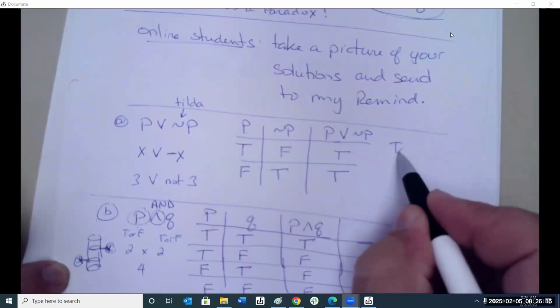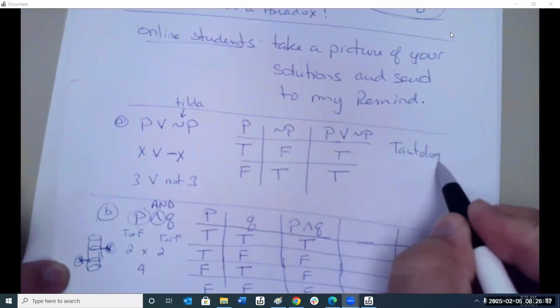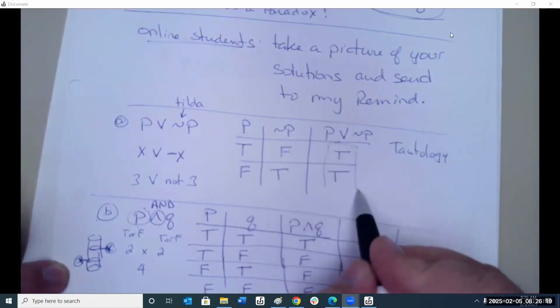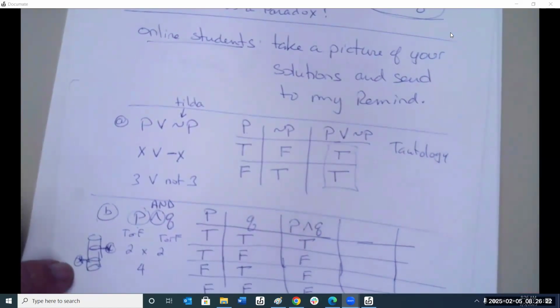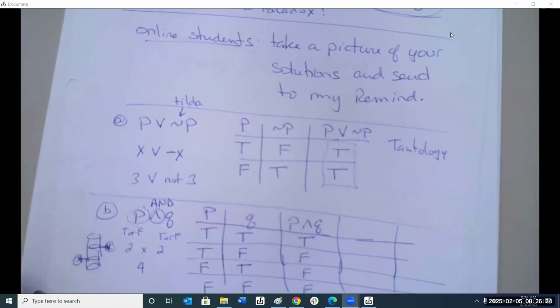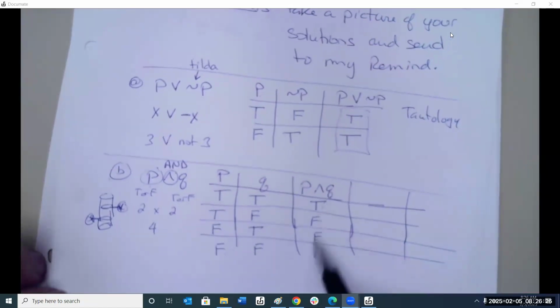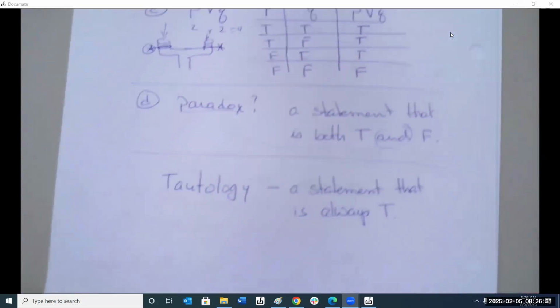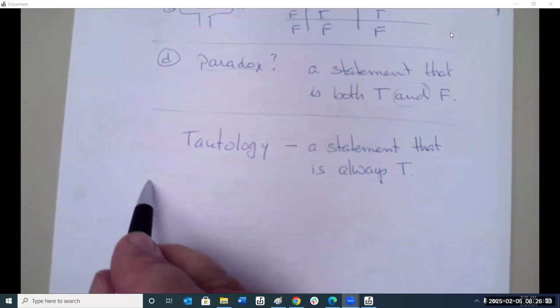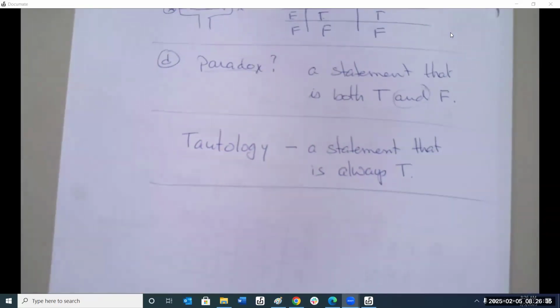This is a tautology because the outcomes are always true. These are either true or false. But a tautology is always, in other words, if you do your truth table and the last column is all trues, that's a tautology. That means it's always true. No matter what you do, it's always going to be true.